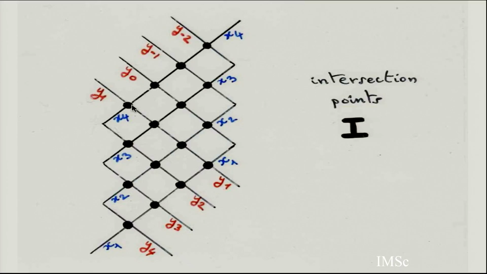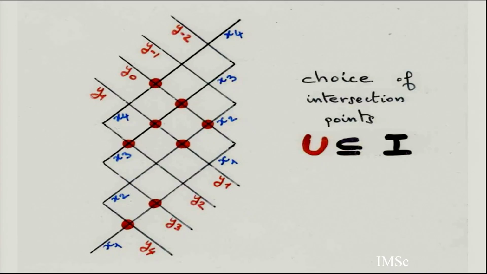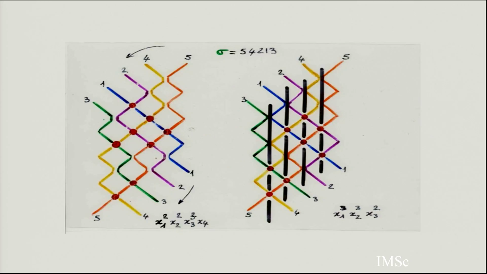So in black, this is all the intersection points of this line. And then you take a choice in red, any subset U of the intersection points, like this. You take the red points, any subset of the black points. And then you can draw some line like this.